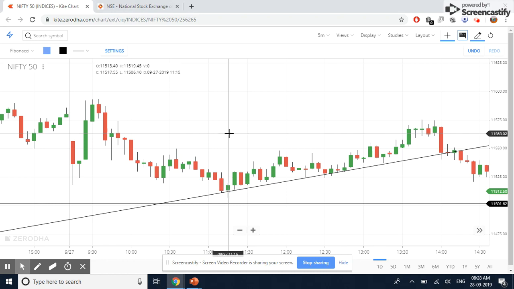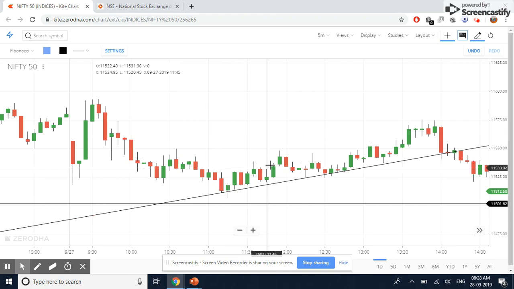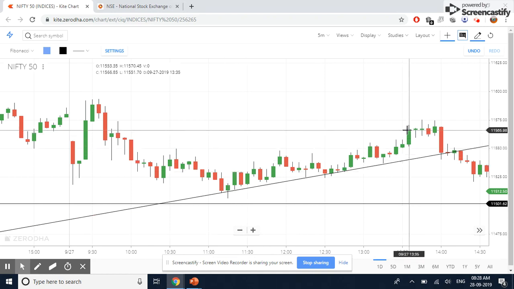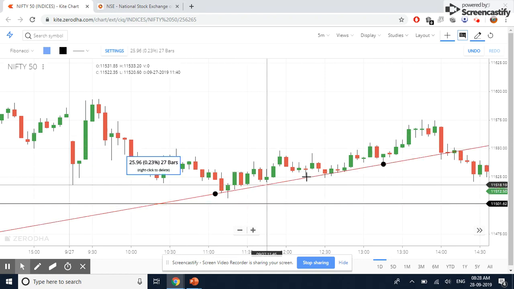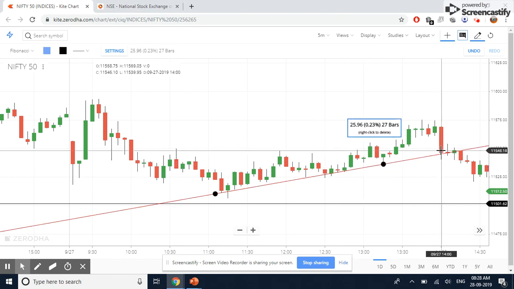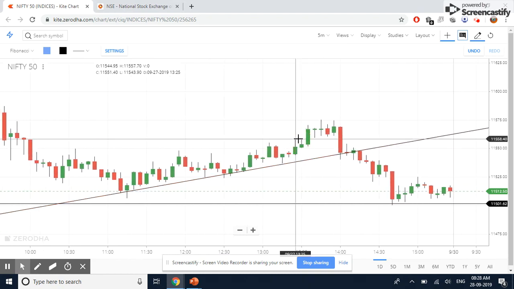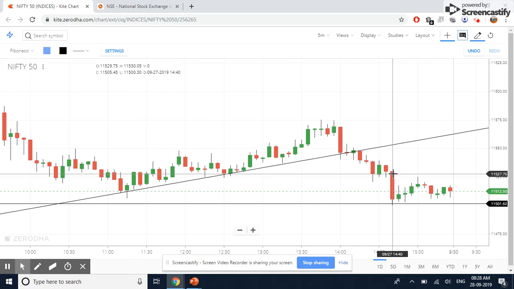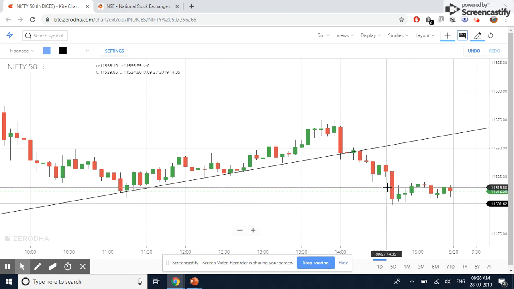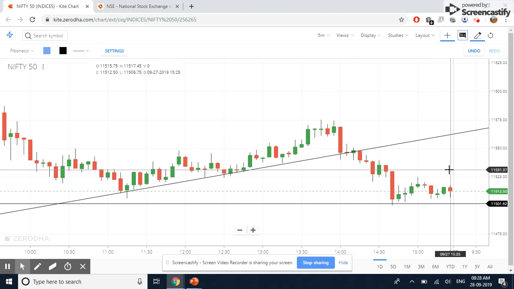We can see Nifty couldn't break this, and Nifty started the uptrend. As you can see, I have already drawn an uptrend line, but finally Nifty broke this particular uptrend line, and started the downfall again, and finally made today's low around 11,500, but it couldn't break that strong support. And finally Nifty closed at 11,512.